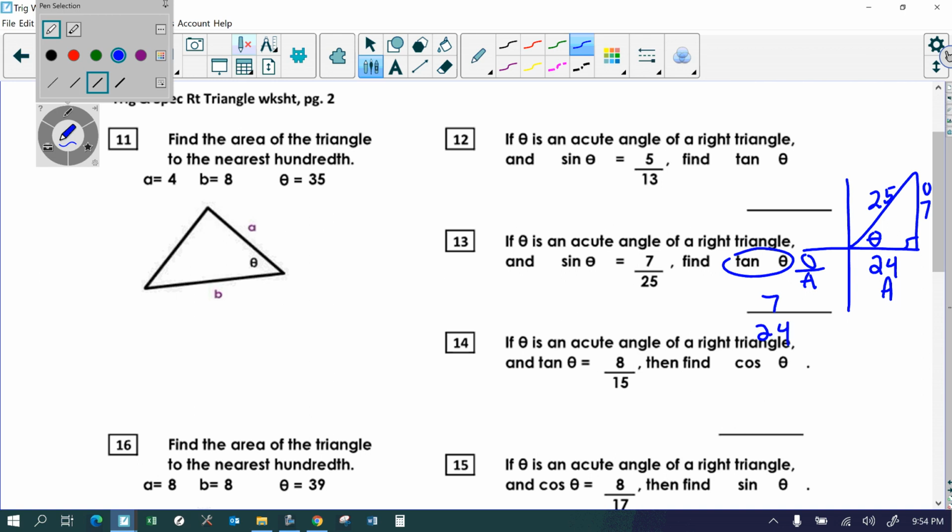Okay, so there's the answer, 7/24. Now, how do you know to leave it as a fraction? Because it says sine of theta, they give it to you as a fraction right there. So as the tangent of theta, they want it as a fraction.